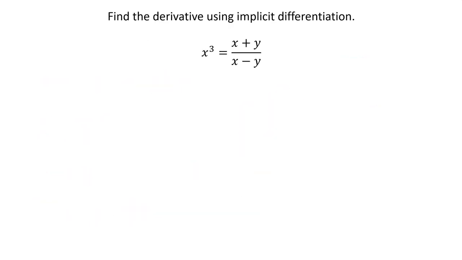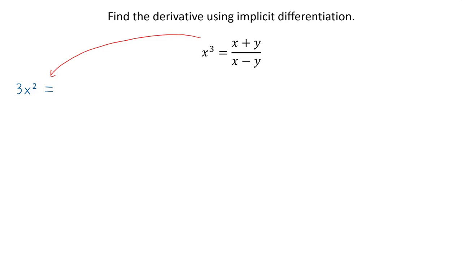Let's take a look at this example. Here we need to find the derivative using implicit differentiation of x cubed equals x plus y in the numerator over x minus y in the denominator. On the left side of the equation, the derivative of x cubed with respect to x is 3x squared. And on the right side, we have a quotient, so we'll have to use the quotient rule.